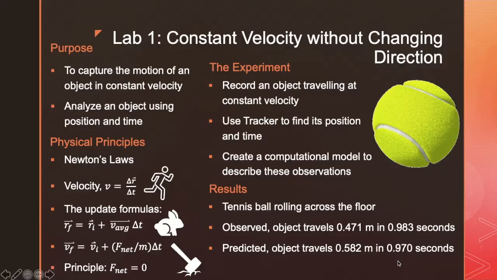The experiment that we will be recording is the object traveling at constant velocity, or the tennis ball rolling across the floor. After pushing the ball, we will wait for the ball to reach constant velocity and then we will record it for a certain amount of time. We will then put this ball into Tracker to find its position. And then we will create a computational model in GlowScript code to describe these observations. With this computational model, we will predict what the ball will do upon motion, and then with Tracker, we will observe what the ball does in a lab setting. After doing this, we'll find the results of the tennis ball rolling across the floor.